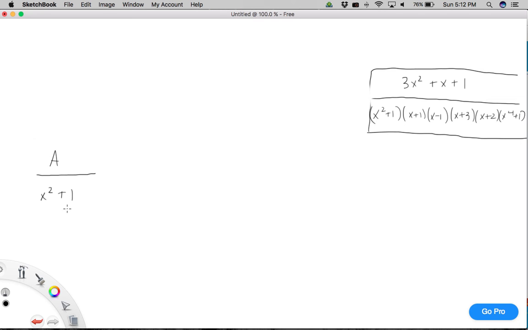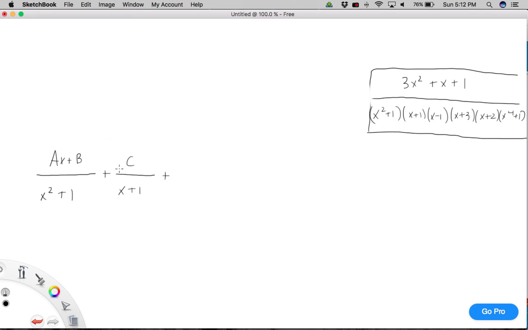And like I said in the previous example, if you have a quadratic factor in the denominator right here, you need a first degree polynomial in the numerator. So that's going to be like an ax plus b, right? We need an x to the first term, and we need a constant, an x to the 0. Okay? And then it could be something over x plus 1.